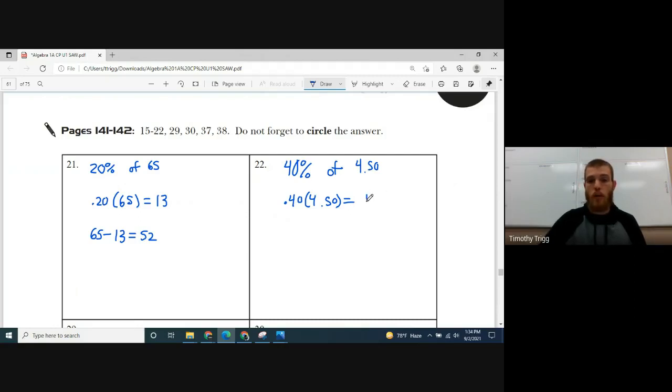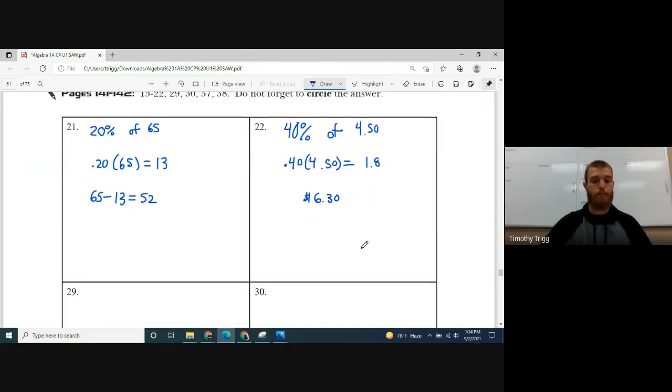1.8. But this tells you the markup. So you take the original price plus the markup, and that tells you what they're going to sell it for, right? Because if they're buying the bottle of styling gel for $4.50, they want to sell it for more than that. And so the markup tells you how much more they're selling it for. So let's go ahead and add the 4.5 there. So that means they're going to sell it for $6.30. Okay. Adding these together.